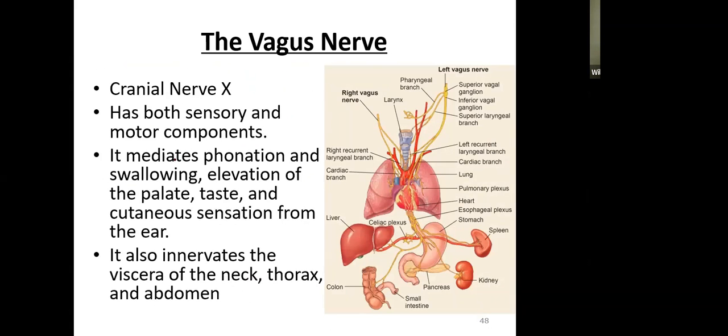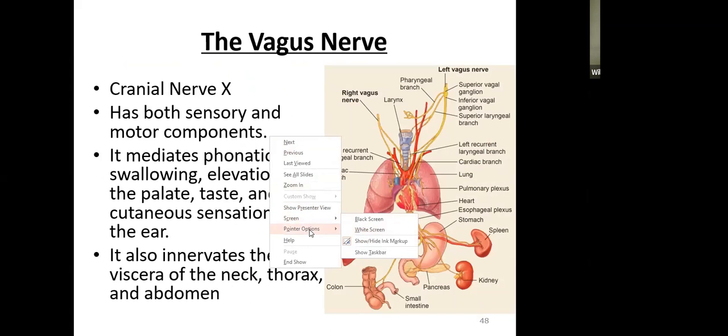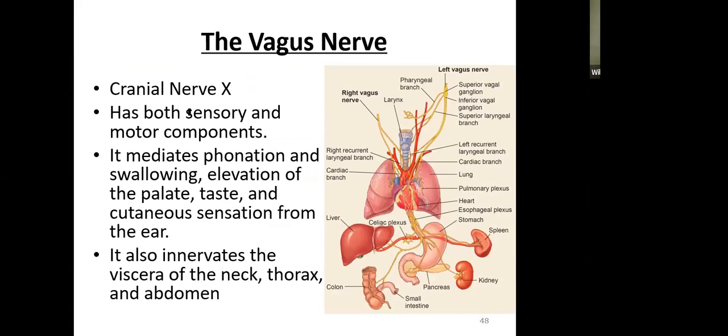Okay, so the vagus nerve has both sensory and motor components. We're going to look at the vagus nerve, how the vagus nerve transmits, and then I'm going to give you a brief snapshot of how it goes on to the rest of the body systems. It mediates phonation and swallowing, elevation of the palate, taste, and cutaneous sensation from the ear.